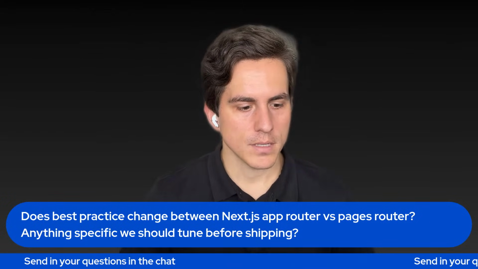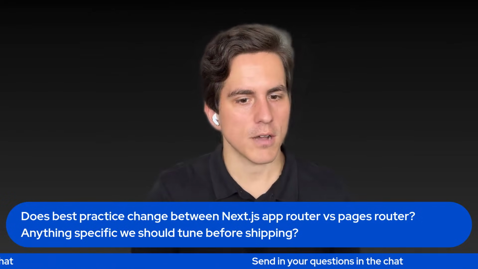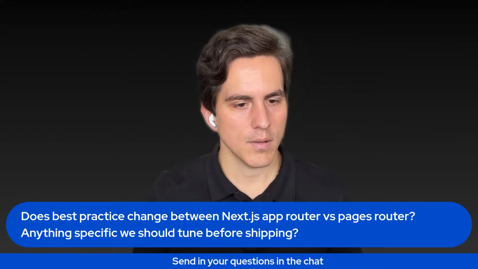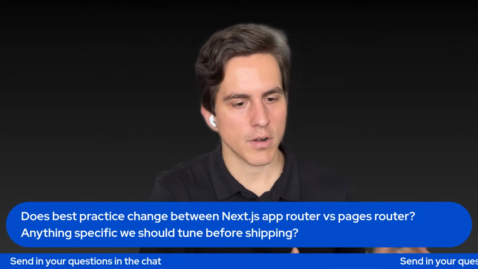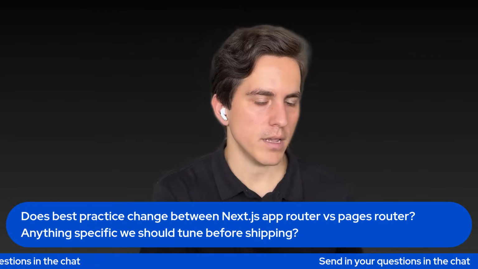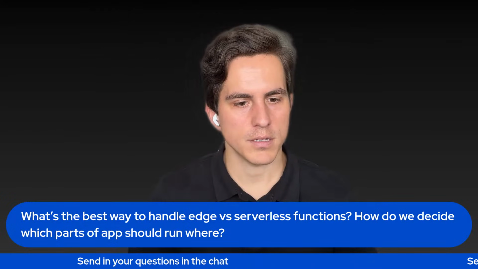App Router is really just focused on less JavaScript to the browser, whereas Pages Router still allowed you to generate at build or on demand, but you still had to send some JavaScript to the browser if you had dynamic pieces of your app.